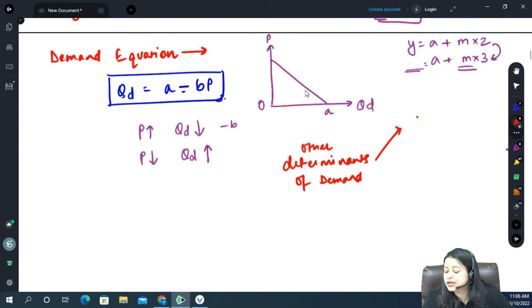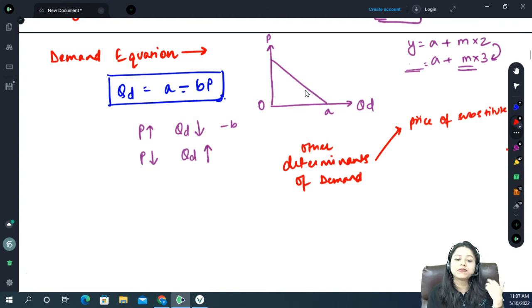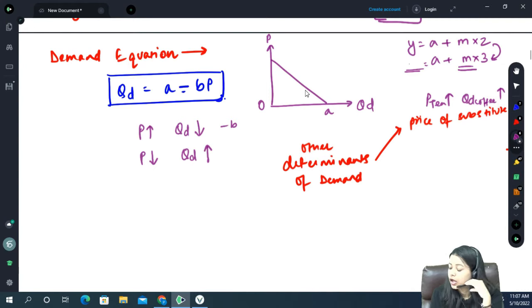So the very first thing is the price of substitute goods. For example, if the price of tea increases, and I am consuming tea, I will consider tea as expensive and coffee as cheaper. So now I will buy coffee instead. So if the price of tea increases, your quantity demanded for coffee will increase. Clear?